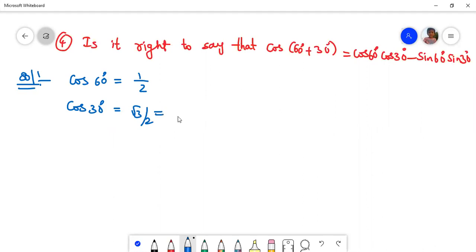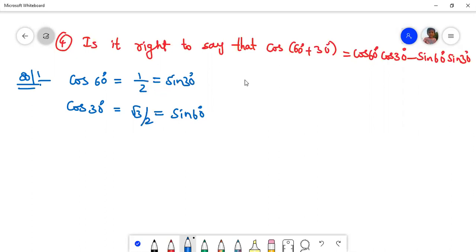Sin 60 is root 3 by 2 and sin 30 is 1 by 2. We know that sin 45 is 1 by root 2, sin 0 is 0, sin 90 is 1.